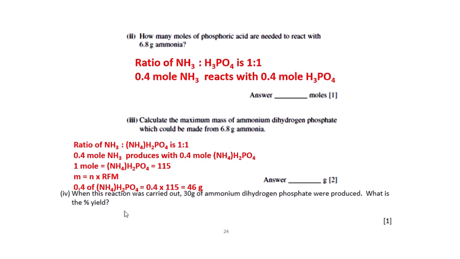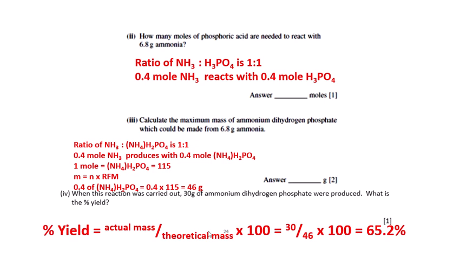And then it says, if the reaction was carried out, 30 grams of ammonium dihydrogen phosphate were produced. What's the percentage yield? Well, there's the theoretical yield. So we've just worked out theoretically, we could have got 46. Actually, we only got 30. So actual over theoretical. So 30 divided by 46 multiplied by 100. And that to one decimal place is 65.2. You could leave that as 65%, but usually we leave our percentage yield to one decimal place just to be sure. Okay, so that's the 3 questions.